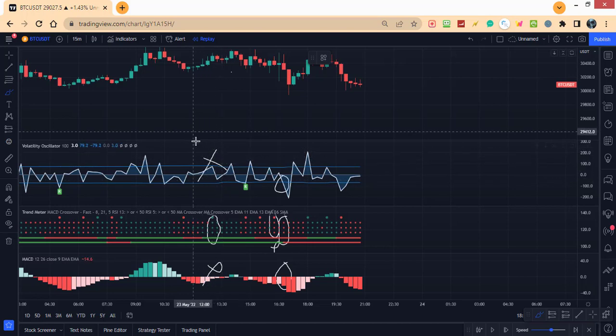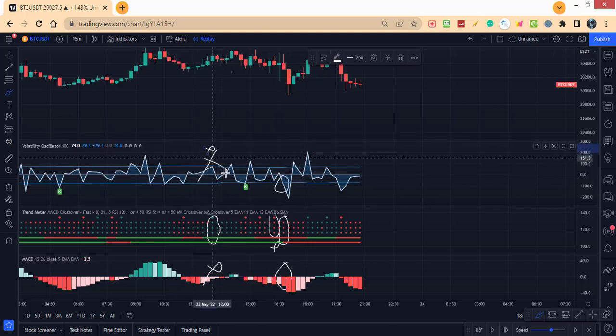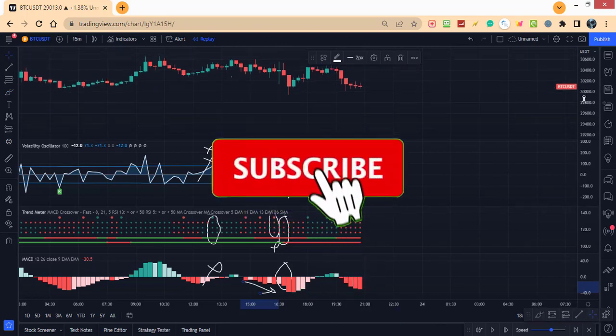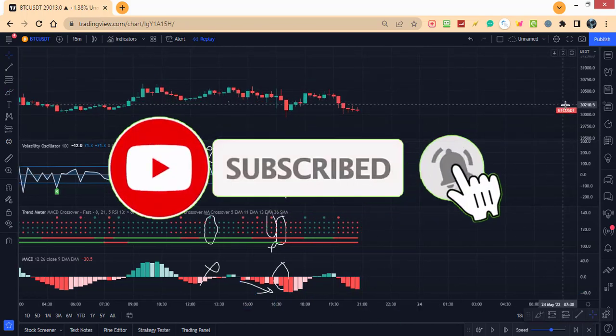Let me show you some wrong trades. You can see this trade should not be opened because the Volatility Oscillator is not above the line, and also there is no green volume in MACD. Here in this case we have all the things in alignment, but MACD is halfway, which means MACD is now going to reverse. So remember this when opening your trade.